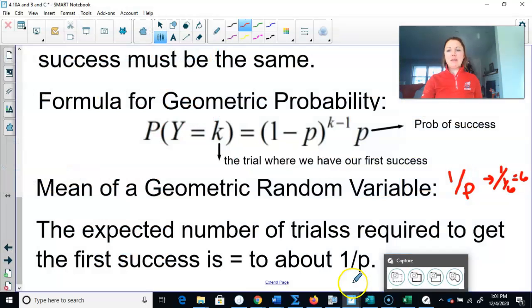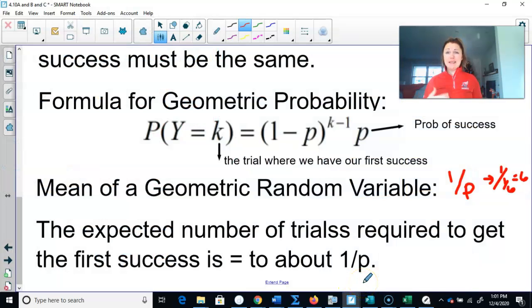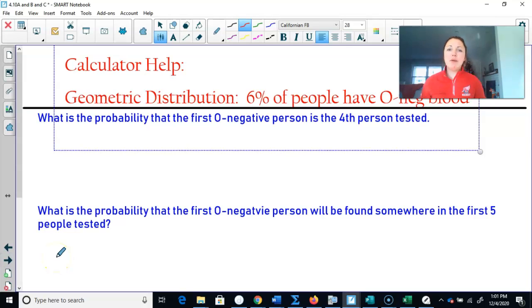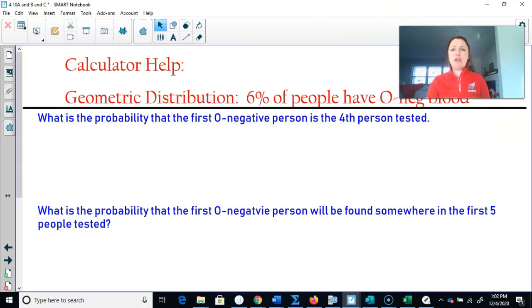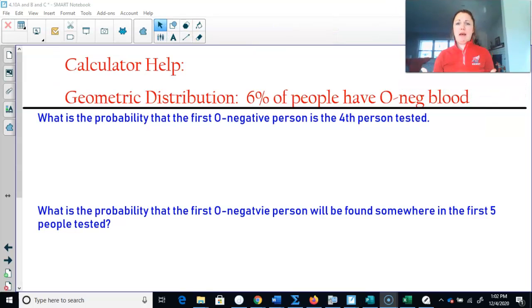Okay, now that we've talked about a geometric random variable, what the setting is, let's spend some time actually doing some problems with it. You will be able to use your calculator with this as well, okay? So we're gonna go with this geometric distribution here. 6% of people have O negative blood. Let's talk about it in terms of bits. Binary. We either have O negative blood or we don't. Independent. My blood type is not dependent on anyone else's blood type in our class, right? It's all independent.